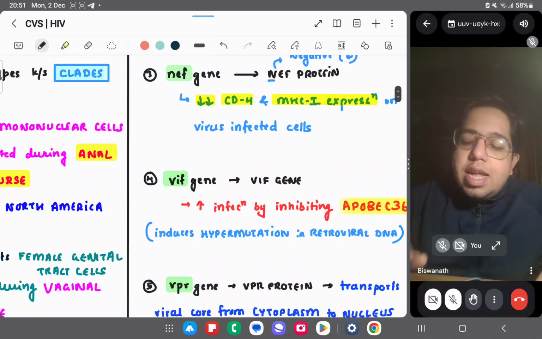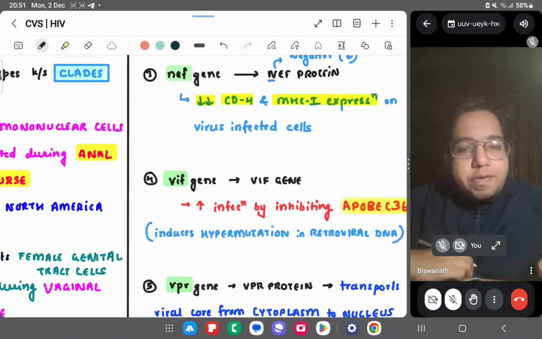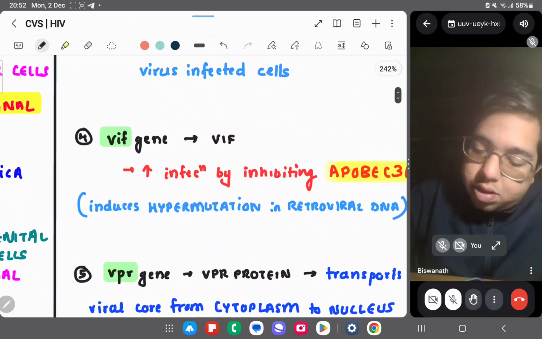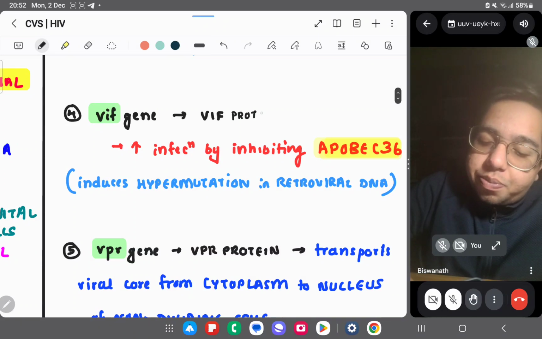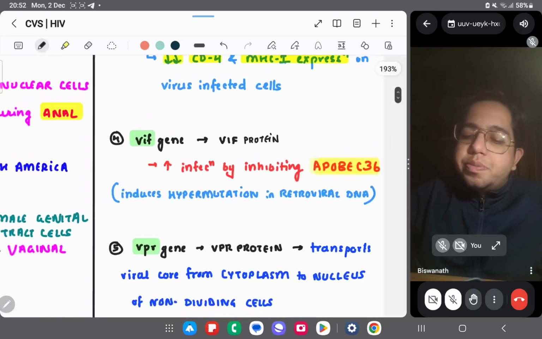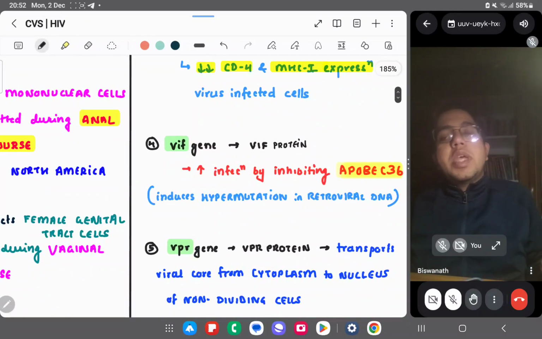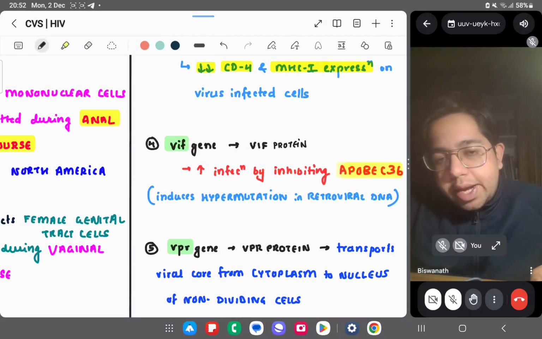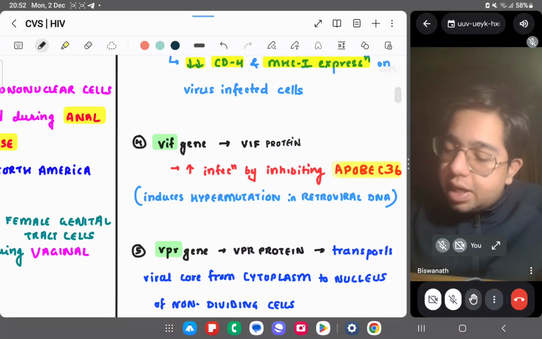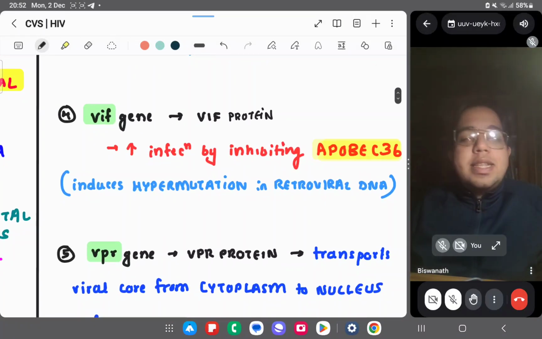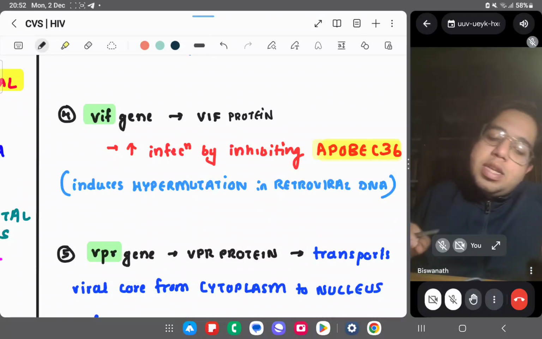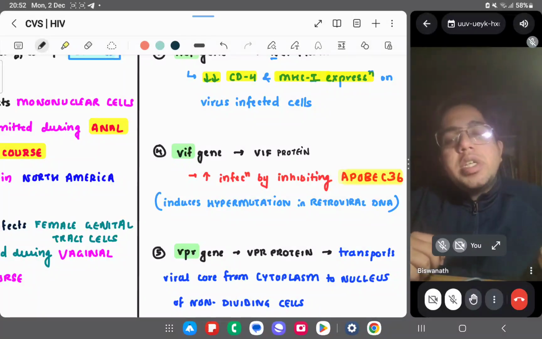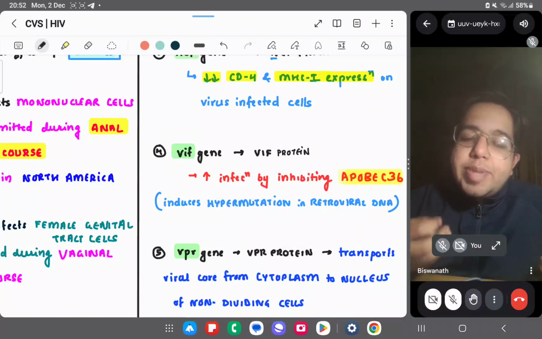Then we have the VIF gene, and this is the VIF protein. It is basically inducing a hypermutation in the retroviral DNA. It is basically inhibiting the APOBEC3G. Don't have to remember this one. Just that it is increasing the pathogenicity of the virus by inducing hypermutation in retroviral DNA. Understood? So it is basically causing hypermutation.